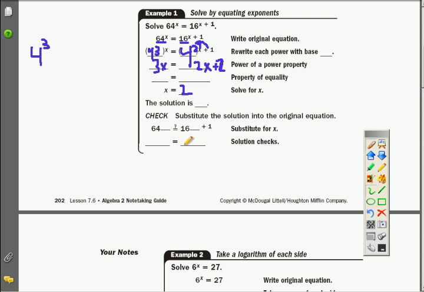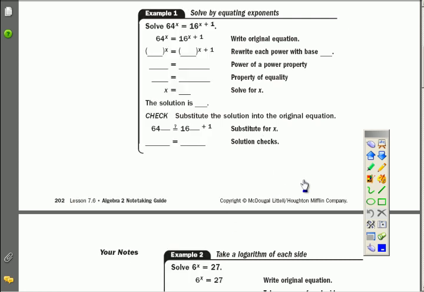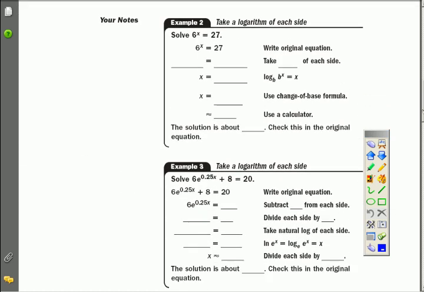Is that true? Does 64 to the 2 equal 16 to the 2 plus 1? Does 64 squared equal 16 cubed? Well, let's take a look over here on our calculator. 64 squared, enter. 16 to the 3rd, enter. Yep, it works. And so we've proven this thing to be true. Back to our notes here. Let's clear these out. Let's cruise on down to example 2 and 3.